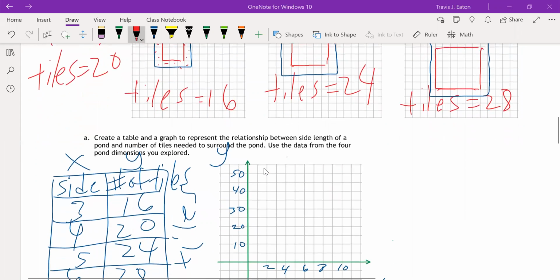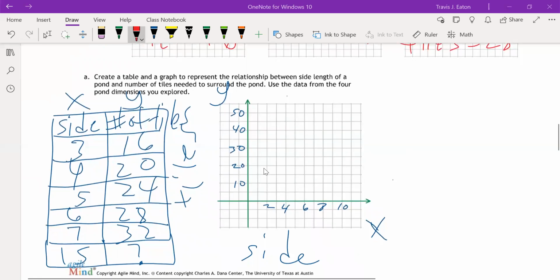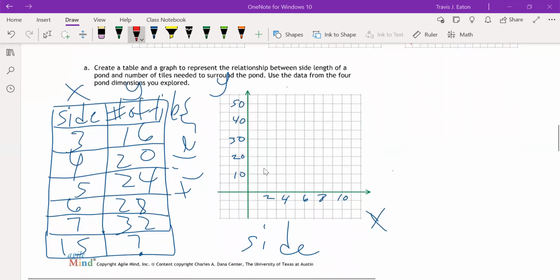And then after we did that, we set up a table. The side length would be our input, our X value, and the number of tiles would be our output or our Y value. And so we had 3 and 16, 4 and 20, 5 and 24, 6 and 28. And then just for fun, how many would 7 be? And somebody correctly answered 32.